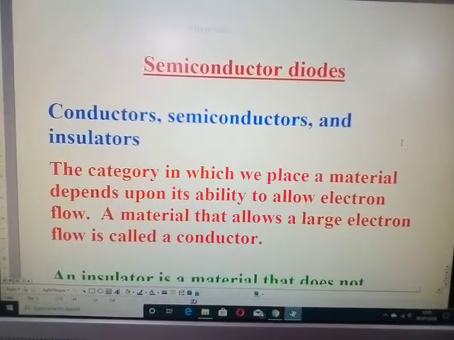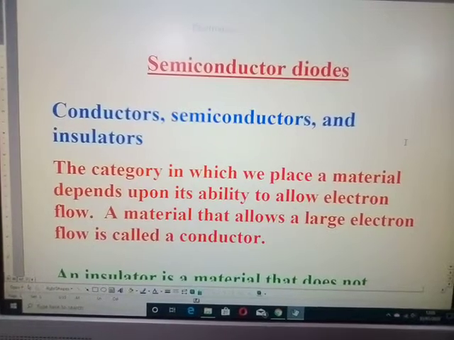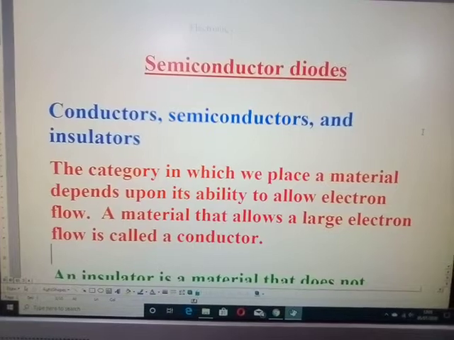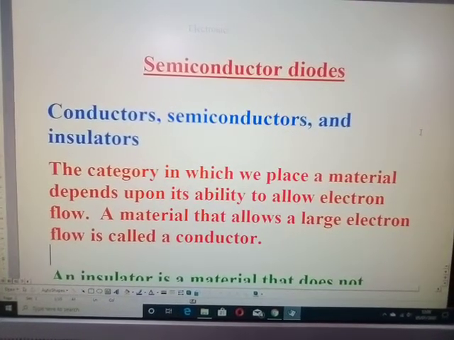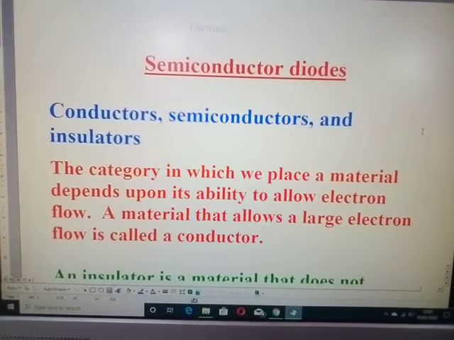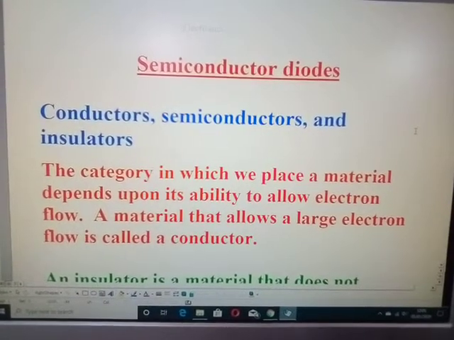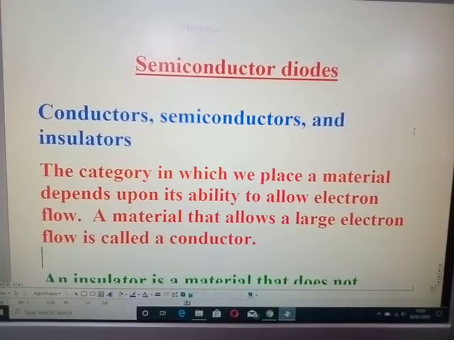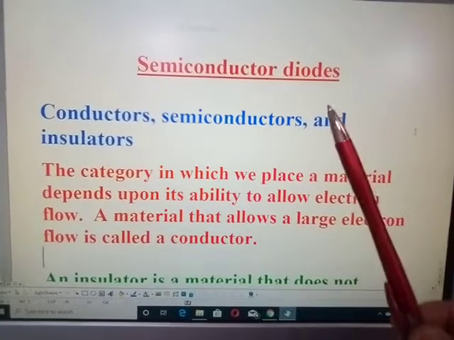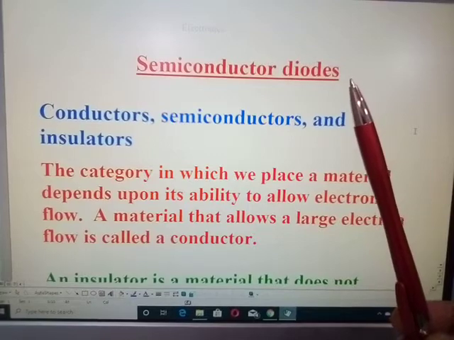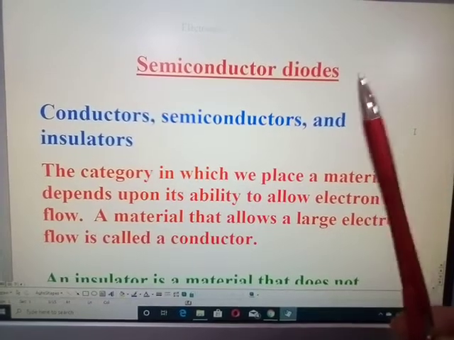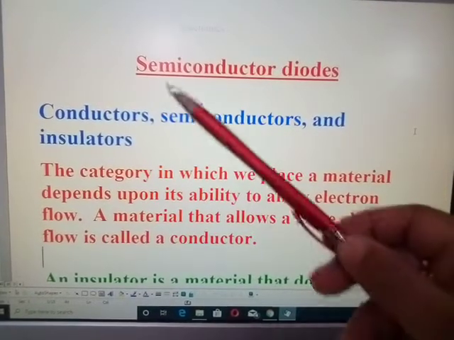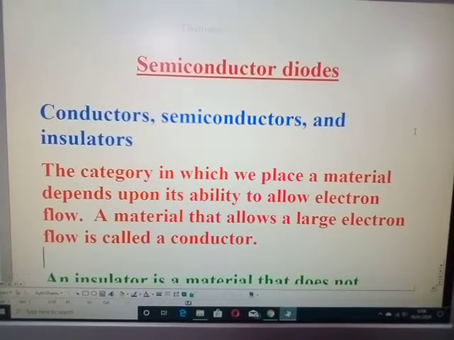Okay, welcome back. What I want to look at is semiconductor diodes, but I want to look at that in a broader sense, because the semiconductor that is used to make up diodes can also be used to make up transistors. But I decided that I would use the semiconductor diodes because all semiconductors are quite versatile in that sense. But that's what I decided to go with anyway.